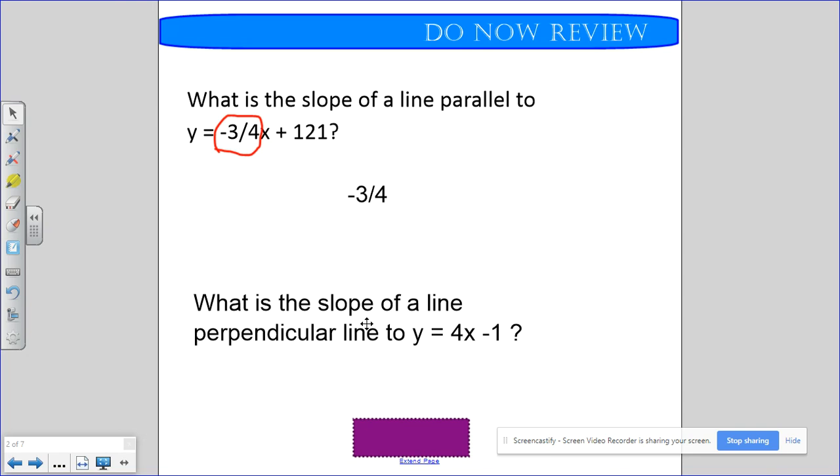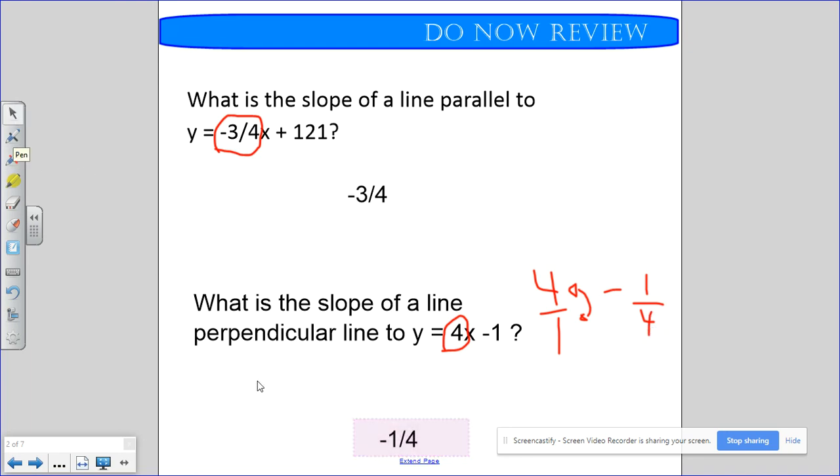The next one was the slope of a line perpendicular to y equals 4x minus 1. We're just looking at this 4. Remember, slopes of perpendicular lines are the negative reciprocals. So we have 4/1. Negative reciprocal means since this is positive, our next one's going to be negative. We flip our fraction, that's a reciprocal. So our new slope of the perpendicular line is going to be -1/4.